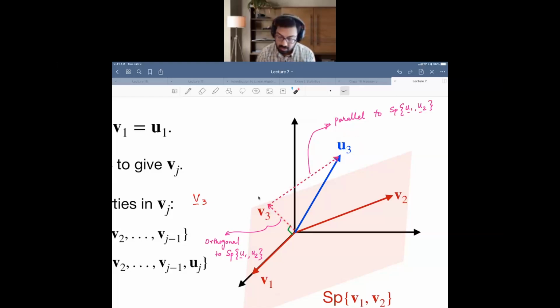So what I'll do is, the perpendicular one is going to be what? Project u3 onto the span, onto the space. How can I find the projection? Right, project it. So this will be giving me the projection, and then I need whatever remains. So project it, subtract it from u3, I get v3. That's the idea.